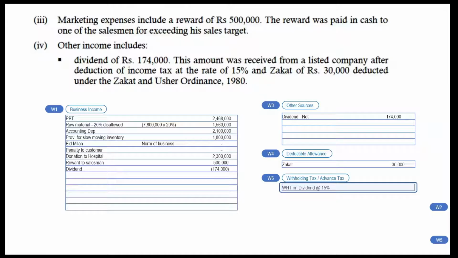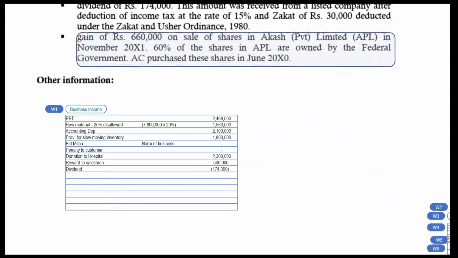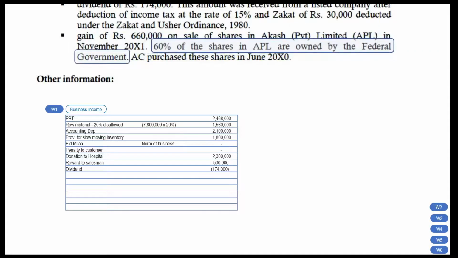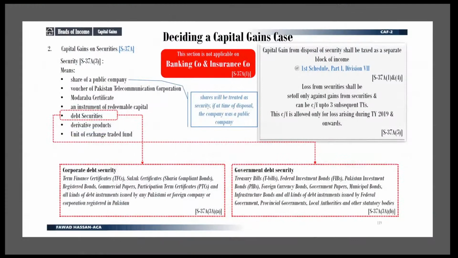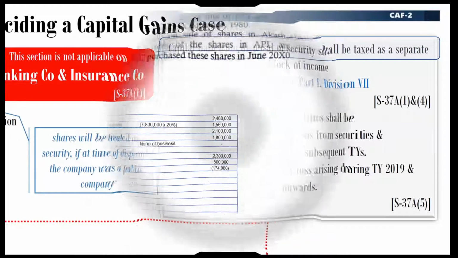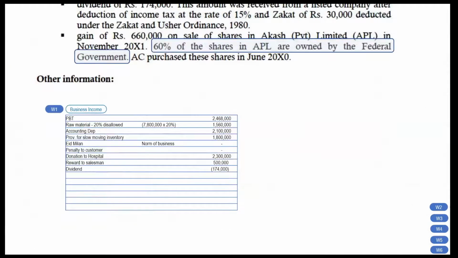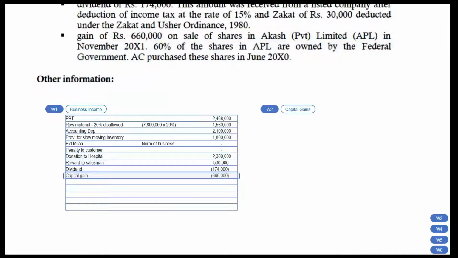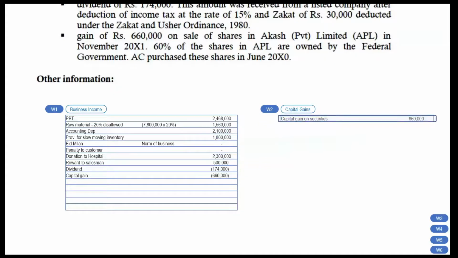Next information is about capital gain on sale of shares. Please note that this is not business income. 60% shares held by federal government means that it is public company under tax law. Recall notes slide. Shares of public company fall in definition of securities. Capital gain on securities is taxable as separate block of income. Refer back to solution now. We will do two things. 1. Remove capital gains amount from business income. Second, mention capital gains under separate working.